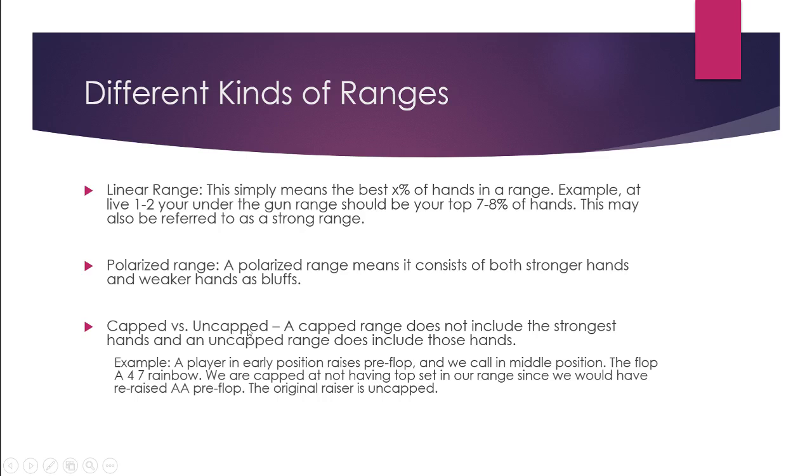Let's look at the idea of a capped versus uncapped range. This is not super important here, but I see it written a lot, and I see it given wrong as a definition very often, so I just wanted to give a very simple example. Capped means that a range does not include the strongest hands, and an uncapped range can have those hands. So, for example, a player in early position raises preflop, and we call in middle position. The flop is ace-4-7 rainbow. We're capped at not having top set, since we would have re-raised ace-ace preflop. And this goes back to the other point. We can't all of a sudden have ace-ace here because we didn't do the action pre-flop that would give us ace-ace. The original raiser here would be uncapped. They can absolutely have ace-ace and have top set. This is a very simple example, but it's just to illustrate the point.